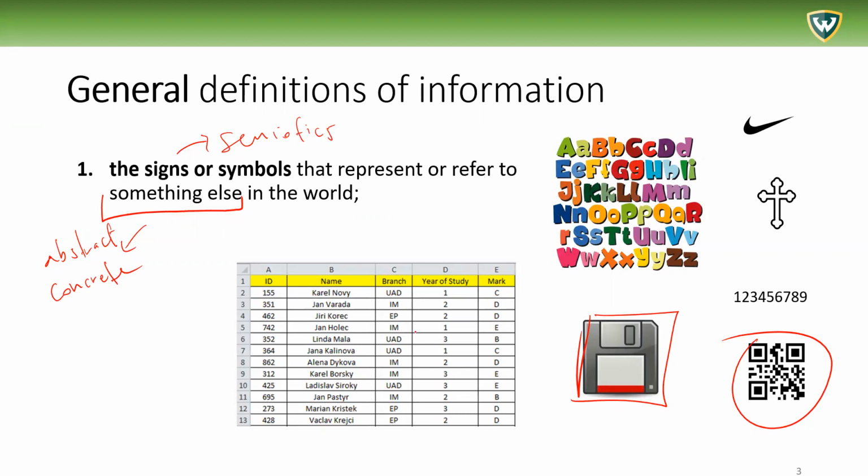So we think about it as signs or symbols, and when people talk about information, that's what they're talking about: the signs and symbols in the tables. But the signs or symbols, of course, can be other kinds of signs and symbols, just like a logo or a trademark for a brand, something like a Christian cross, just numbers or the letters of the alphabet, and so on.